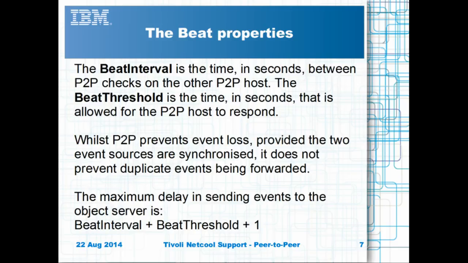You can use an equation to determine the values for the beat interval and beat threshold. The maximum delay allowed for sending events should be equal to or greater than the sum of the beat interval and the beat threshold plus 1 second, where the beat interval is always larger than the beat threshold. For example, the minimum delay is 4 seconds. Therefore, 2 plus 1 plus 1 equals 4 seconds.